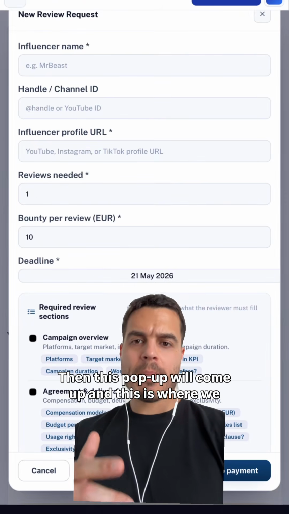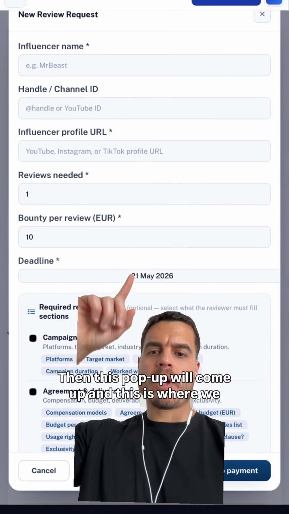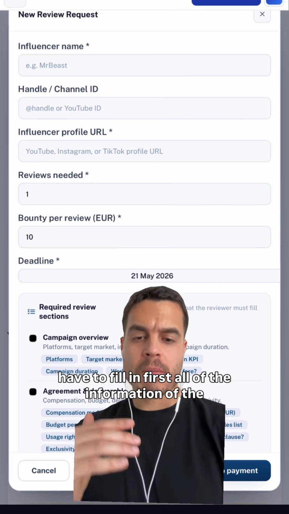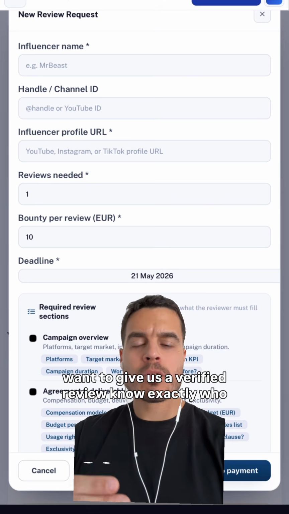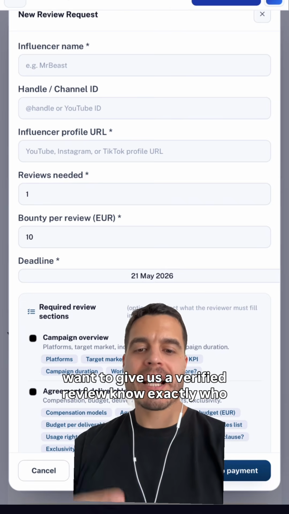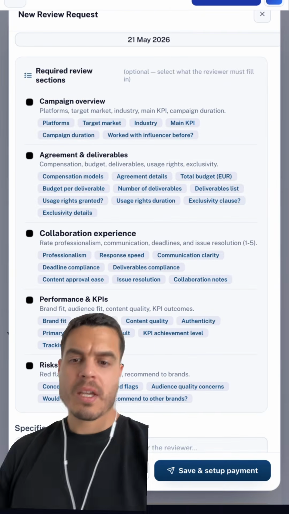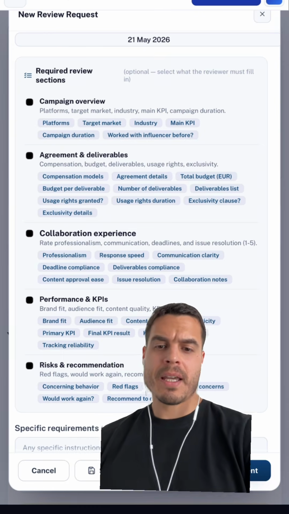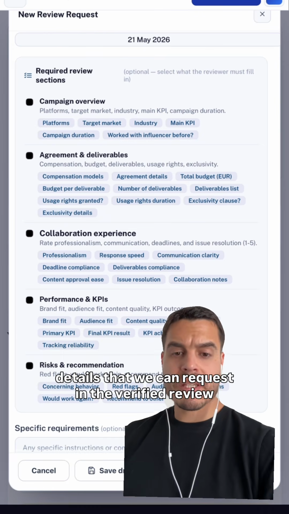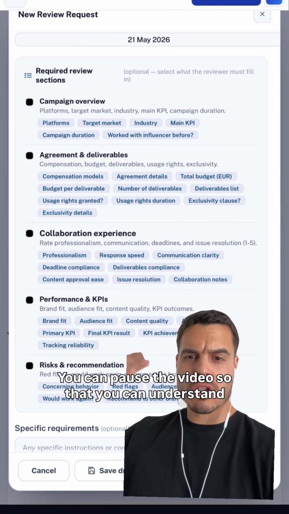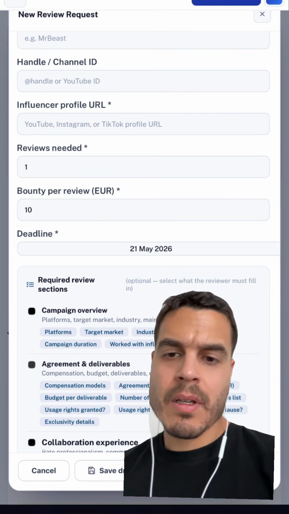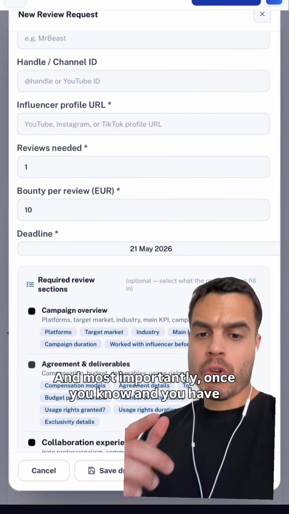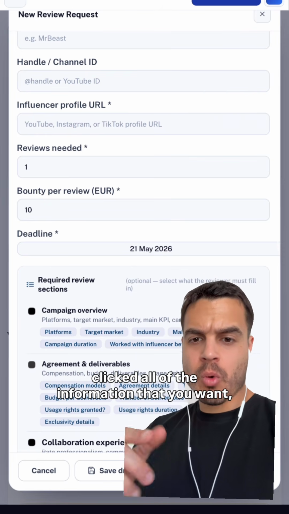Then this pop-up will come up, and this is where we have to fill in first all of the information of the influencer of our interest, so that the people who will want to give us a verified review know exactly who we are talking about. And these are all the details that we can request in the verified review. You can pause the video so that you can understand what kind of information you can request from your verified review.